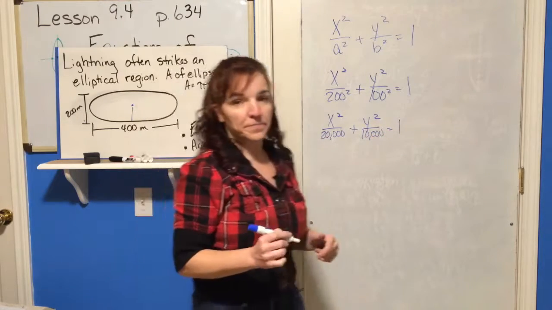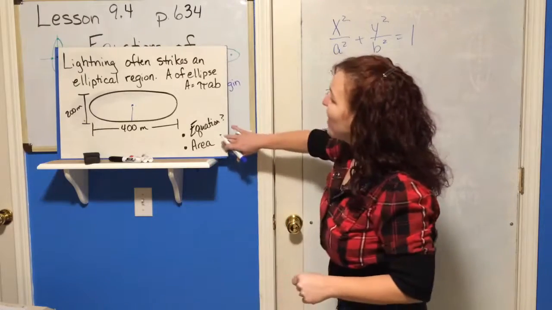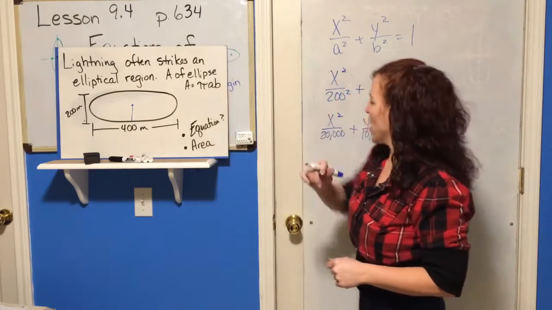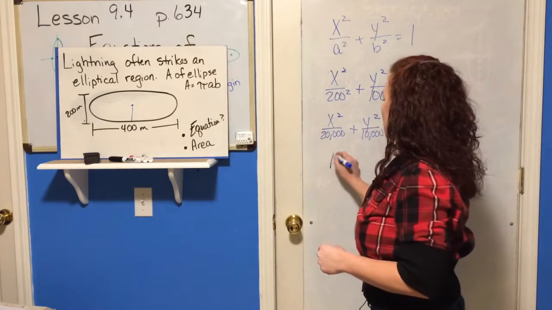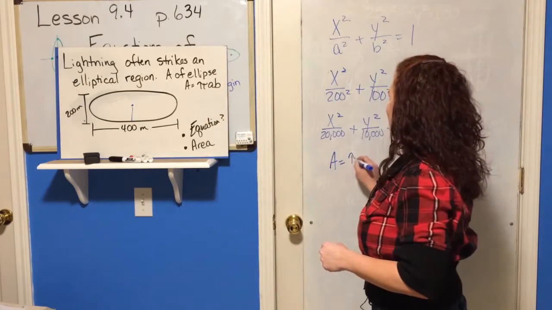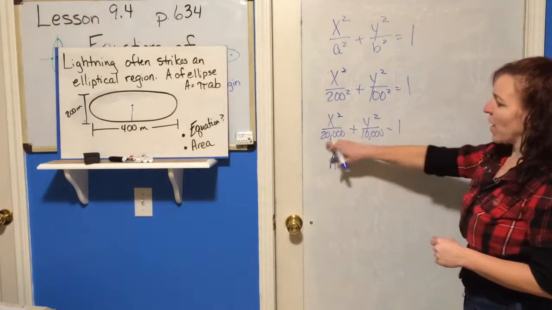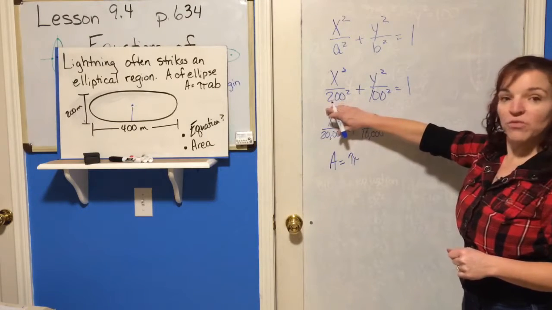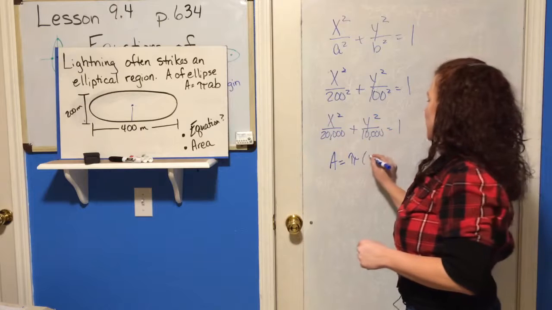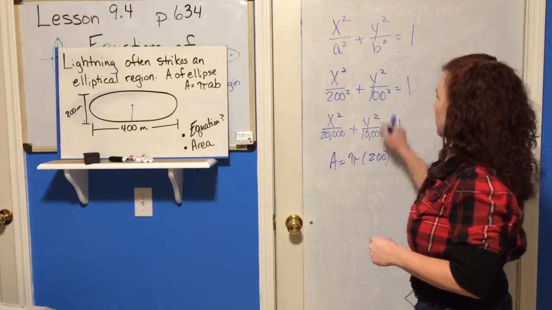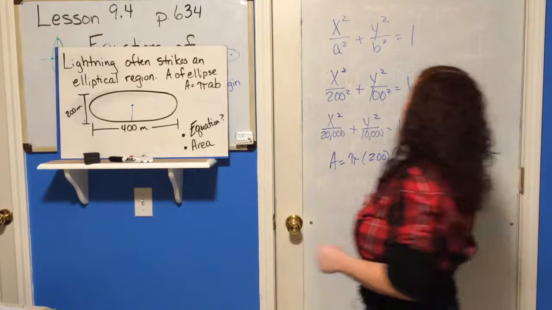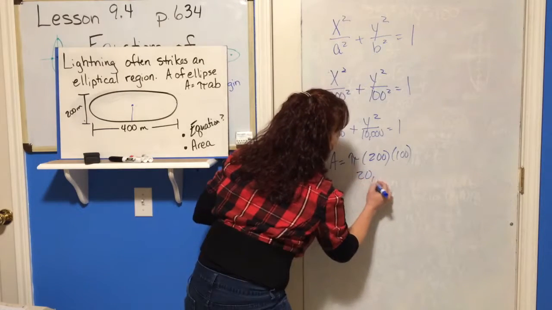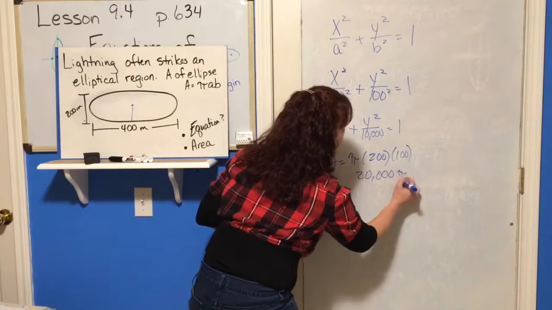That's your equation. Now, to find the area of an ellipse, I gave you an equation here. So the area equals pi times a times b. So the area is going to be pi times a, and now remember a isn't this value, a is the value before you squared it. So pi times 200 times b, which is 100. And so 200 times 100 is 20,000 times pi.